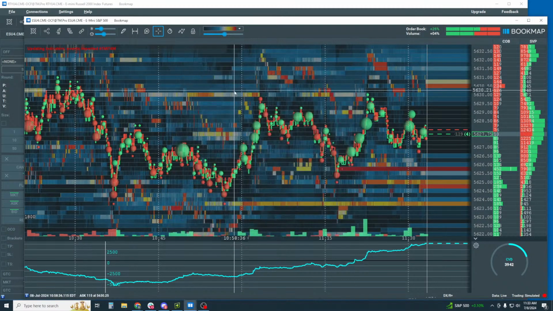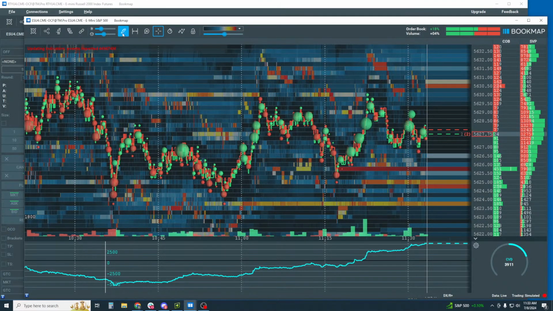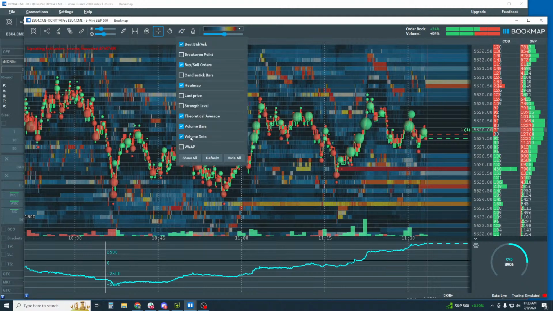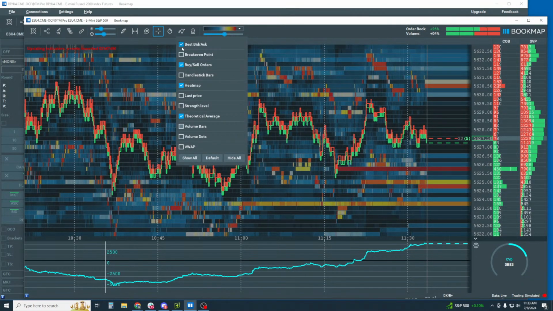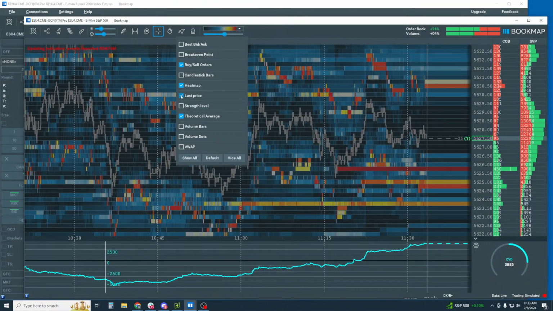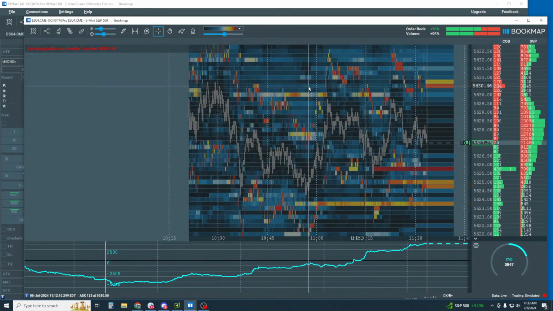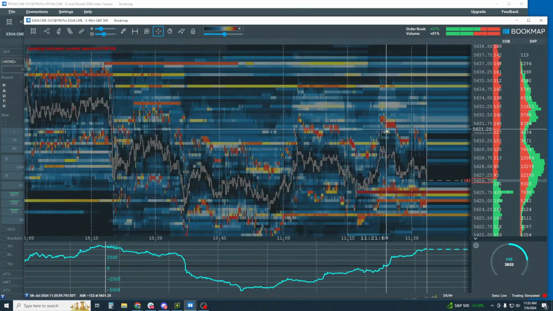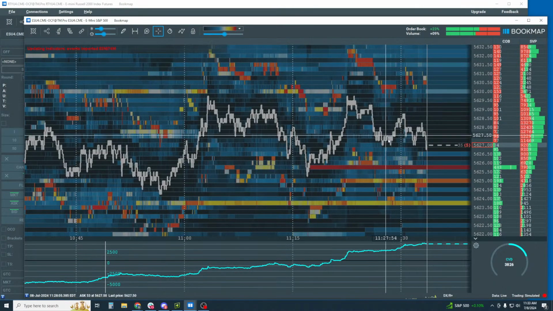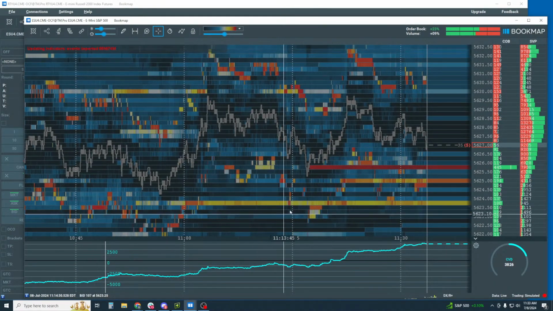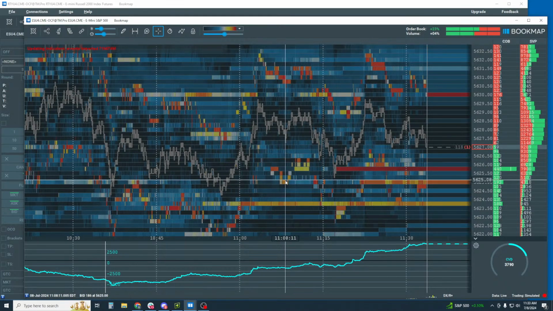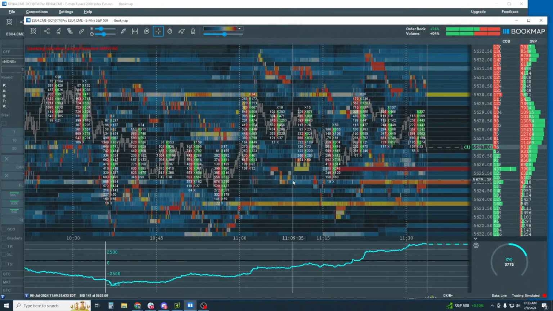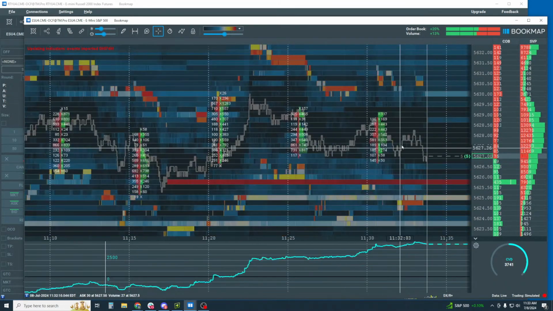Okay, and then also I'm going to take off volume dots and bars, and we're going to take off best bid and offer. We're going to look at last price and the heat map. Okay, we got the Trader Map Pro heat map, and we're going to look at footprint once it updates here. There we go. Now let's configure it.